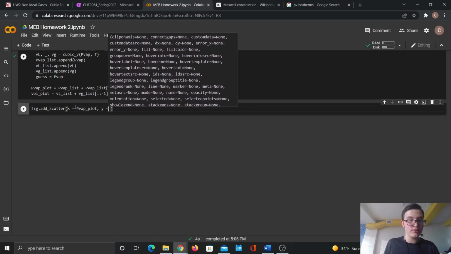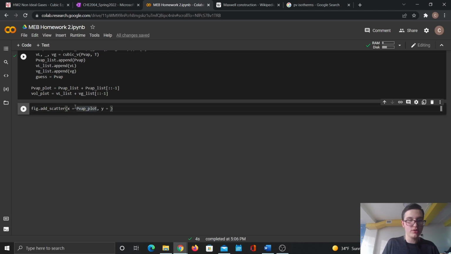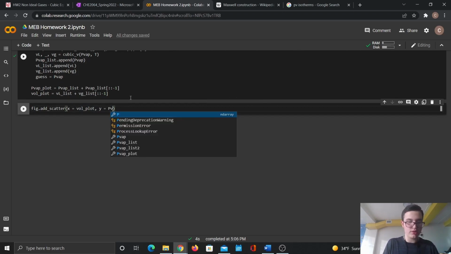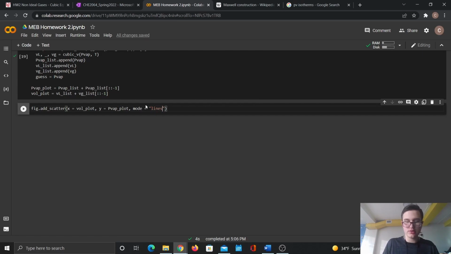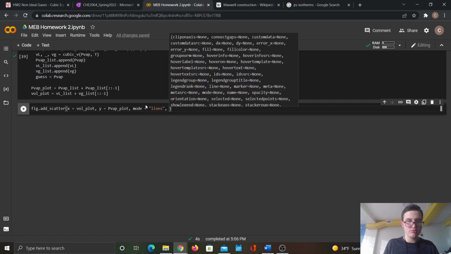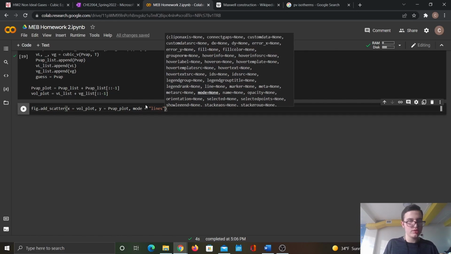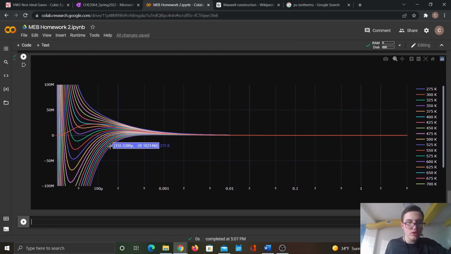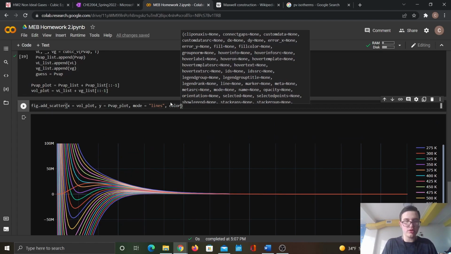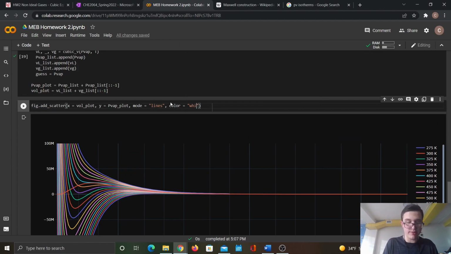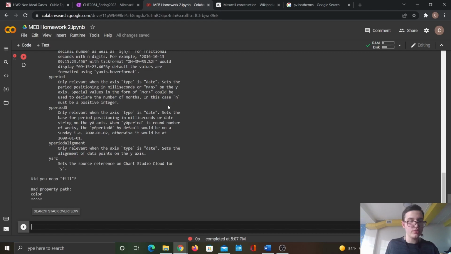Okay. X is equal to pvap plot. Y is equal to, no, it's actually volume. Vol plot. Y is equal to, please stop clicking, computer. Pvap plot. Mode is equal to lines. Okay. Try shift enter. We have a red one, and I don't want red. Color is equal to white looks better on this. Shift enter.